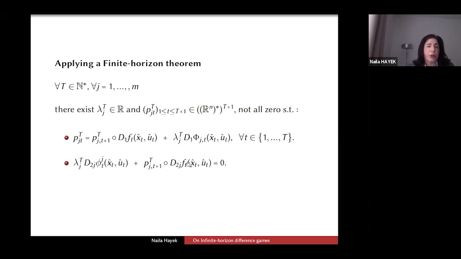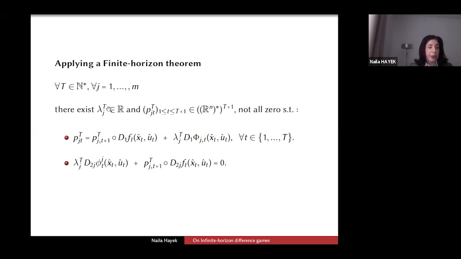This, I wrote it this way; I could have put the Hamiltonian: the partial differential of the Hamiltonian with respect to the strategy of j is equal to 0. This is exactly what is written here, and this is written without the Hamiltonian. It means, in fact, that the p_j^T is equal to the partial differential of the Hamiltonian with respect to the state. This is what we have. But now you notice that I have this for every T. For every T, I can write such a thing.